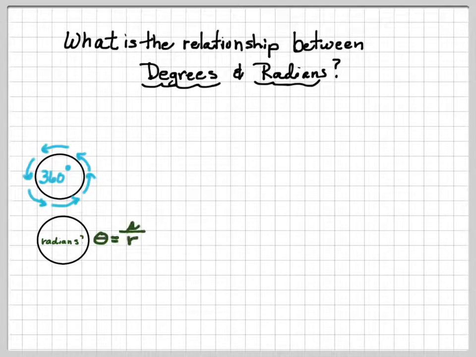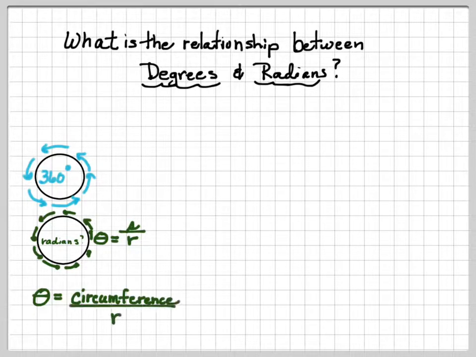Well, we're going to go back to our formula. Theta is the arc length over the radius. And in this case, we know that the arc length is the full circle. And we're not talking degrees now, we're talking a length. And the length around the circle is called the circumference. So it's going to be the circumference divided by r.